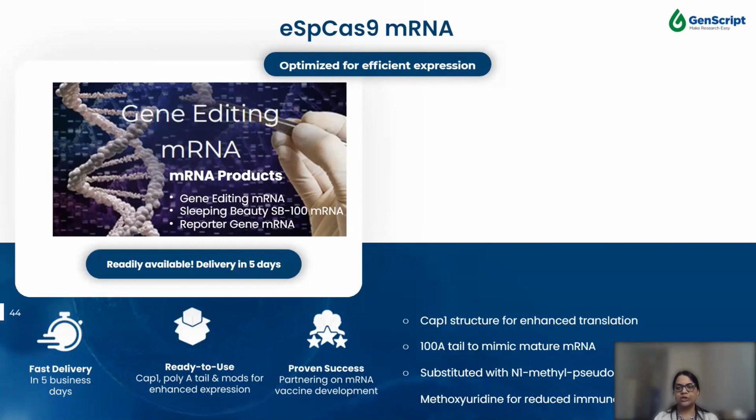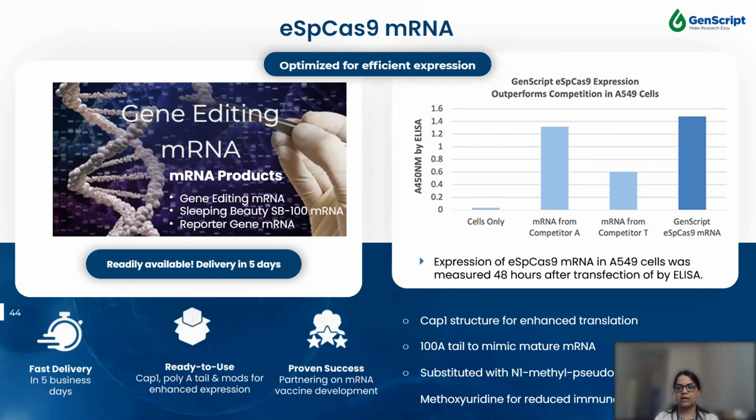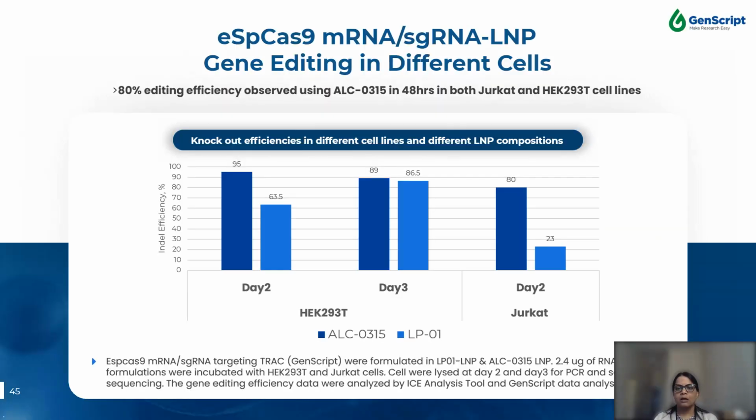So, GenScript ready to use IVT mRNA reagents are characterized by their reliable performance. And here I show the expression of ESP Cas9 mRNA in A549 cells, evaluated 48 hours post transfection using ELISA and GenScript. ESP-Cas9 mRNA exhibits a superior performance compared to the competitor product. Not only that, but we are also providing the mRNA in a nanoparticle formulation.